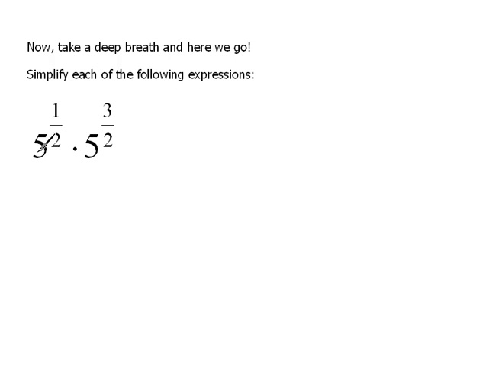In this case, we are multiplying bases that are the same, multiplying like bases. So if you remember from your rules of exponents, it says that we're supposed to add these exponents. So this would be our base of 5 raised to the 1/2 plus 3/2 power, as we would rewrite our base and add the exponents.